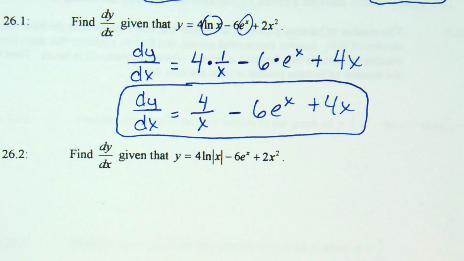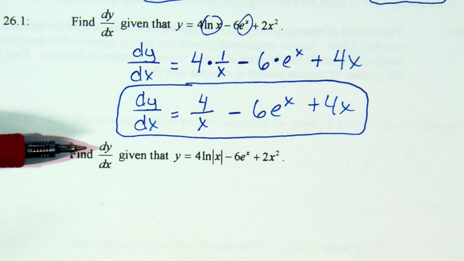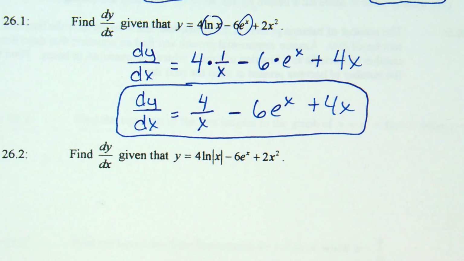Okay, ready to try another one? Derivative, y equals 4 natural log of absolute value of x minus 6 e to the x plus 2x squared. Same answer as the top. What's the only difference in this problem? Instead of natural log of x, it's natural log of absolute value.